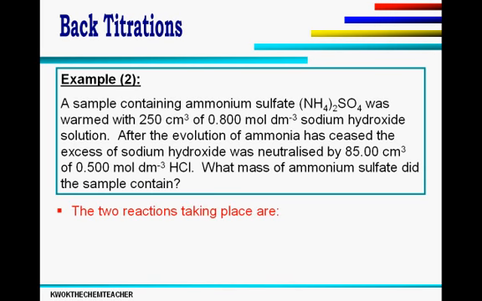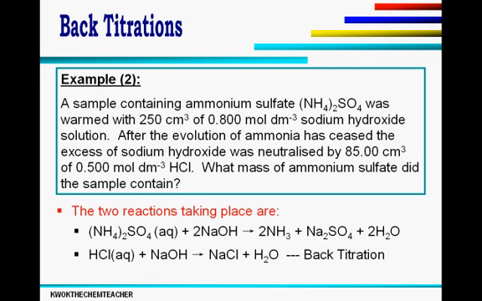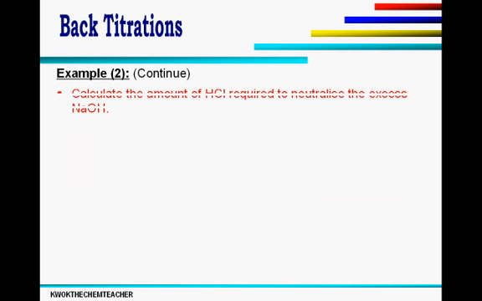There are two reactions once again taking place. First, your ammonium sulfate reacts with sodium hydroxide in a 1:2 ratio. Then, the excess sodium hydroxide will react with hydrochloric acid in a back titration manner for you to find out how much excess sodium hydroxide was present, and therefore how much sodium hydroxide has reacted with ammonium sulfate, and therefore the amount of ammonium sulfate found in the sample.